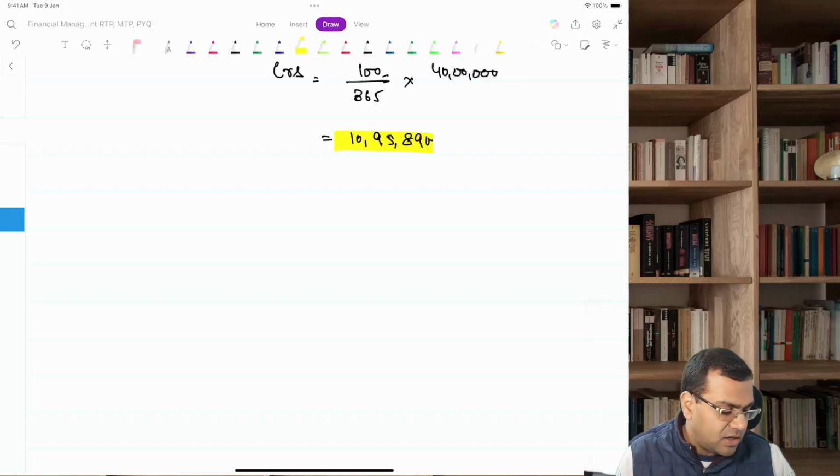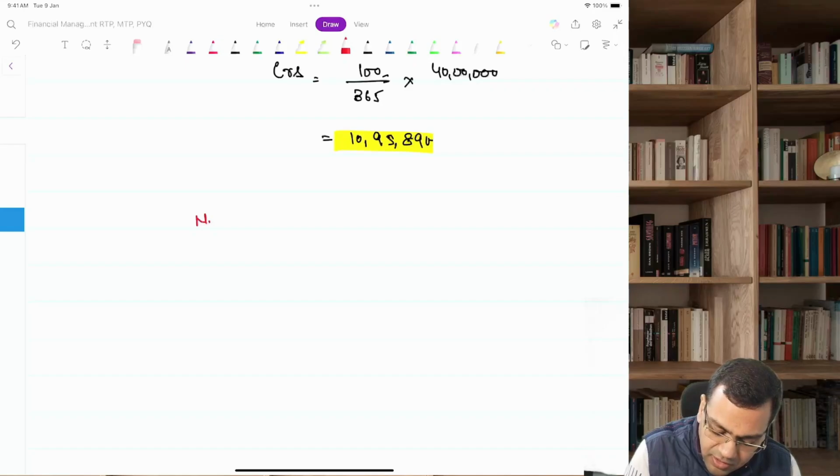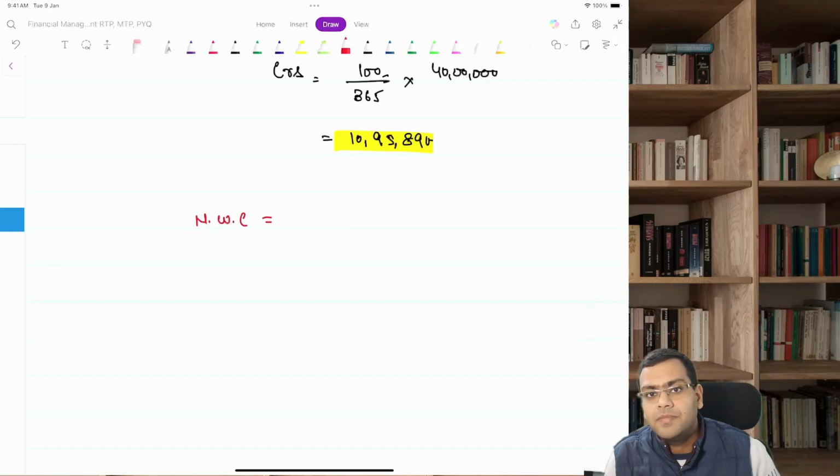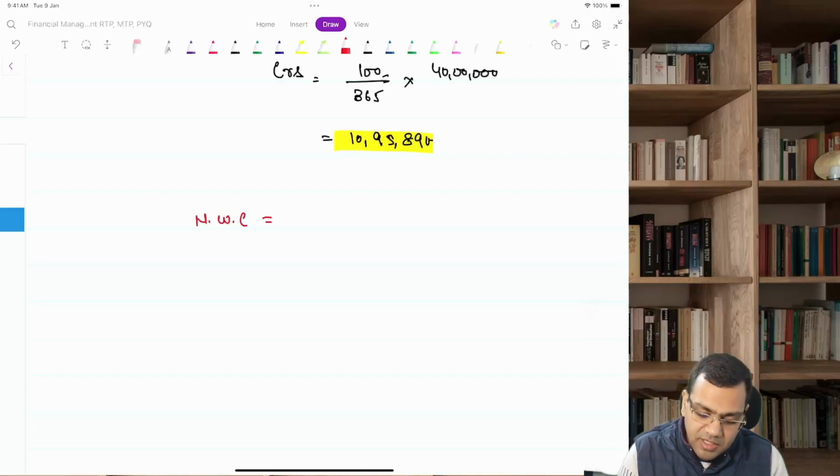You can calculate your net working capital from the information. Sir, what about short-term investments and all? Sir, there is no information that is given regarding that. Right? So we have to find out the working capital from the information. Inventory is given, cash is given, debtors is given, creditors is given. That is the only information that you have.